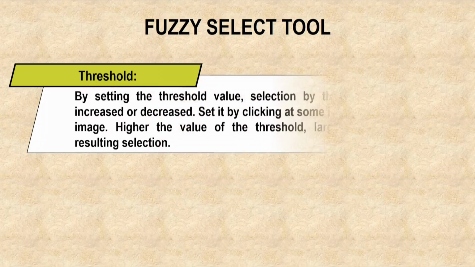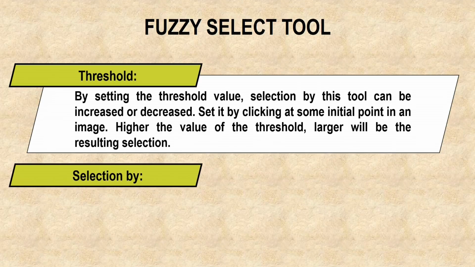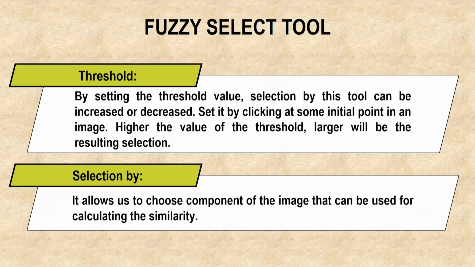Fuzzy select tool also has some other options like threshold. By setting this threshold value, selection by this tool can be increased or decreased, and we need to set it before starting with the selection process. The higher the value of the threshold, the higher will be the selected area. And then comes the option selection by. It allows us to choose the component of the image that can be used for calculating the similarity.